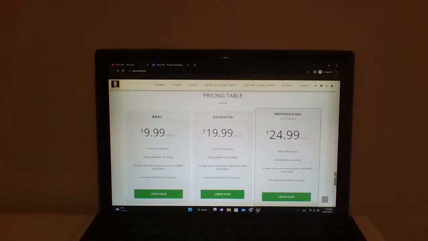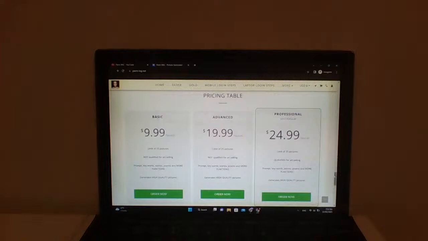The price difference between the advanced and professional plan is very little. It's just $4.99. But the services are quite different. The professional plan offers a greater variety of services. That's why we highly recommend the professional plan, because it is our most popular plan.